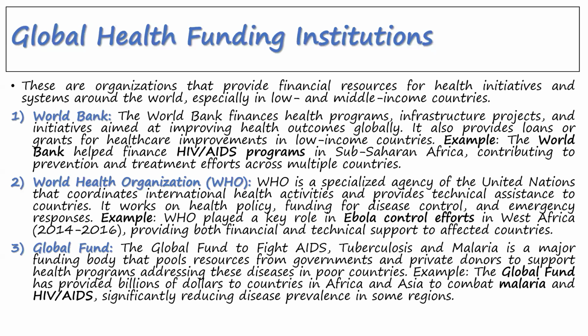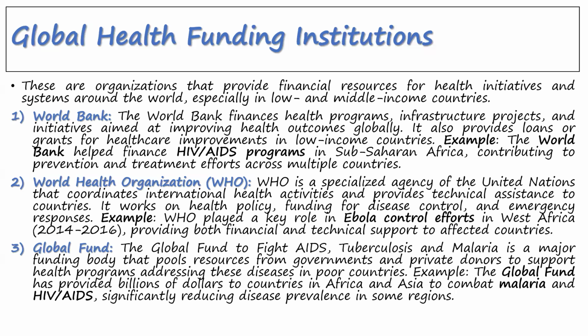Number two, we have the World Health Organization. It is a specialized agency of the United Nations. It is under the United Nations, and it coordinates international health activities and provides technical assistance to countries. It works on health policy, funding for disease control, and emergency responses. For example, the World Health Organization played a key role in Ebola, in 2014 to 2016 in Congo and West Africa, providing both financial and technical support. So it really helped to minimize the spread of Ebola.